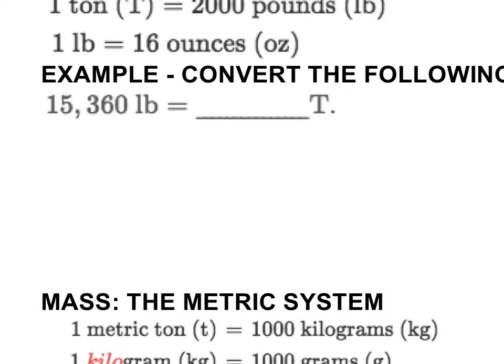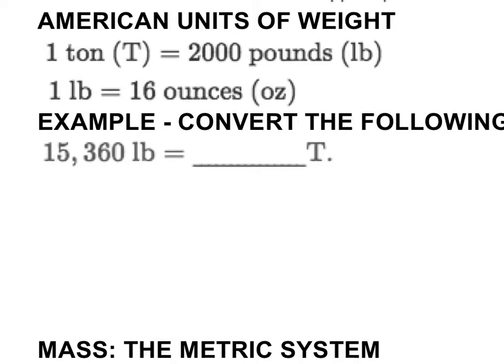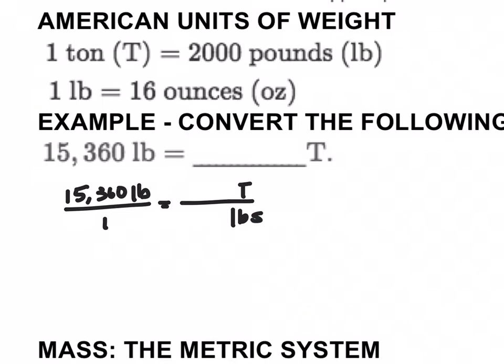What I want to do is convert 15,360 pounds into tons. Okay, and how I want to do this, I'm going to do this the same way. I'm going to do 15,360 pounds over 1 times pounds on the bottom and tons up top. What I know is that if I have 2,000 pounds, that's going to give me 1 ton. All right, my pounds are going to divide out. And so as a result, what I'm left with is 15,360 divided by 2,000, and that's going to give me tons.